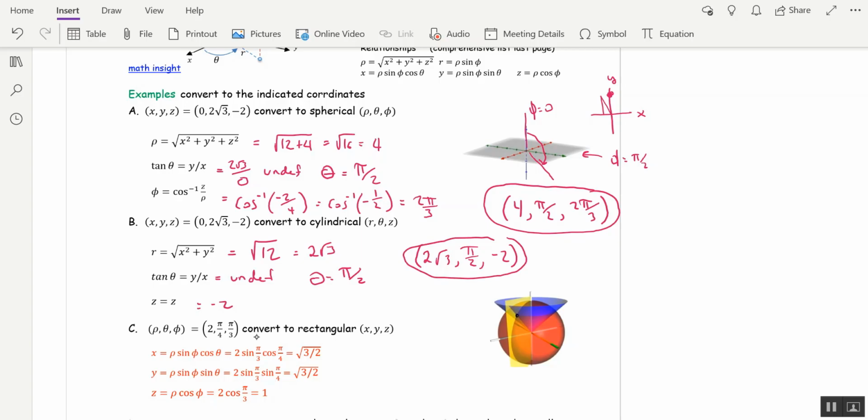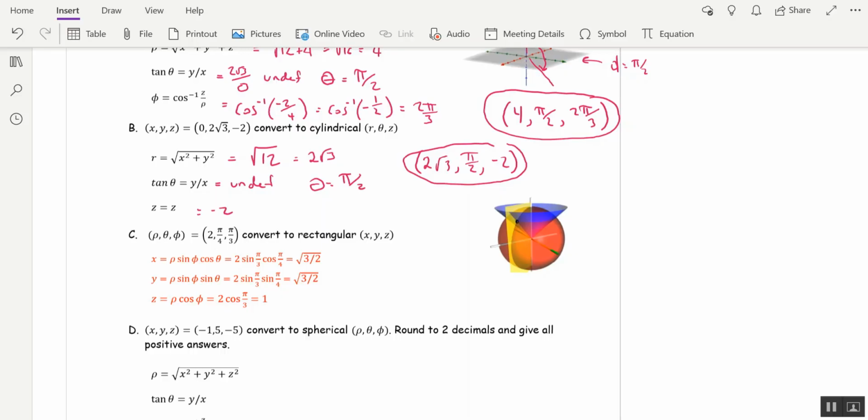Okay, next one. Convert from cylindrical to rectangular. So here, there's really no choice to make. You just use these 3 formulas and plug in, which you already did. You don't have to choose any values of theta. Rectangular coordinates are unique, and so you're only going to get one answer. In this case, it's root 3 over 2, and the whole thing's underneath the square root, root 3 over 2, and then 1.